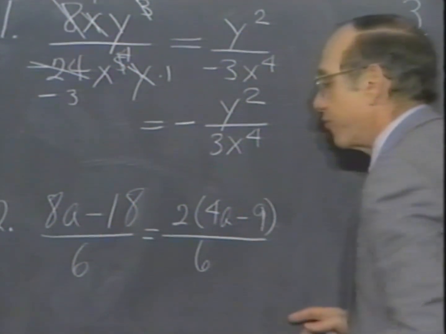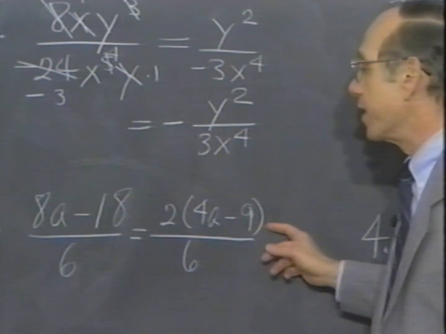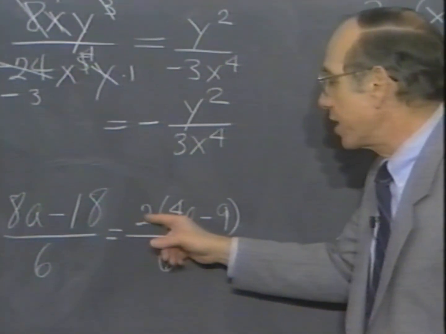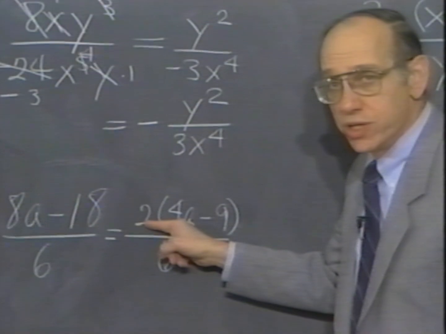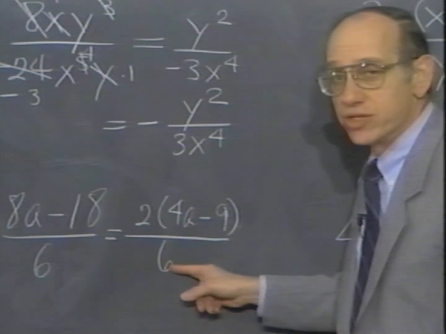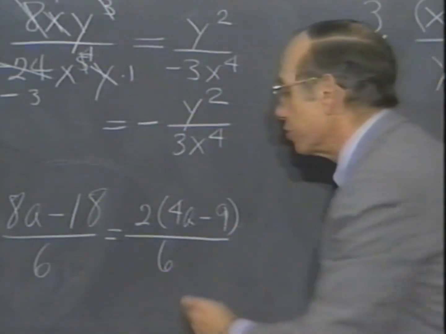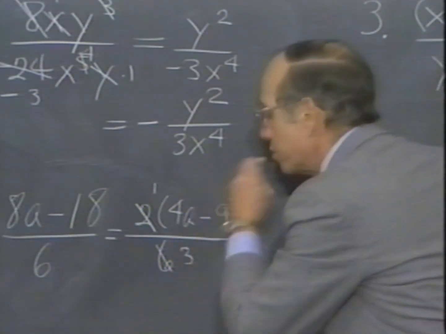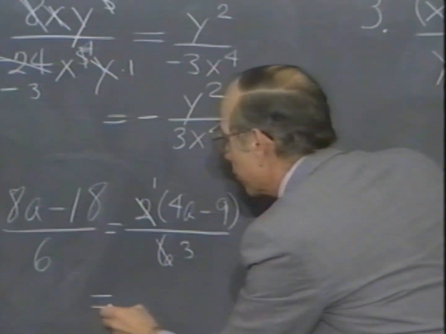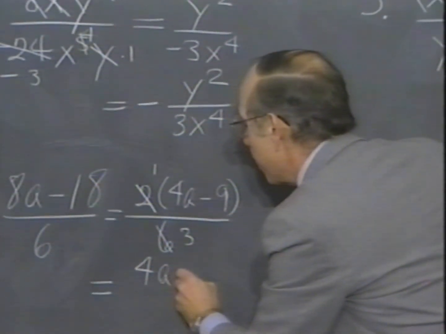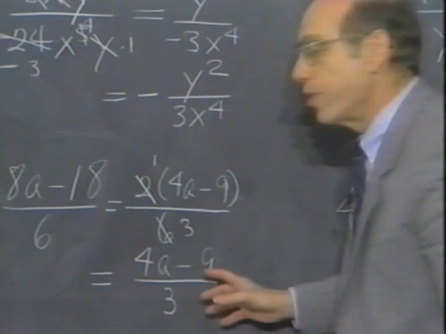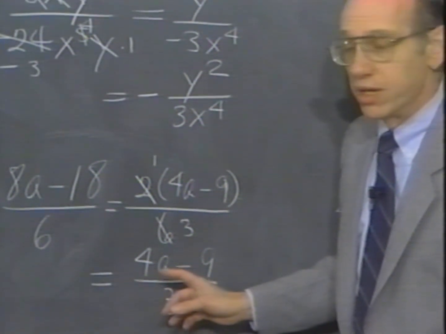Okay, that's a proper factorization. 2 times 4a minus 9 equals 8a minus 18. And now you can see a common factor. There's a factor of 2 in this numerator, and the denominator, 6, is of course 3 times 2. So I can divide out the common factor 2 here and here, leaving just the 3. So this reduces to 4a minus 9 divided by 3. And there is no other common factor that can be divided out.